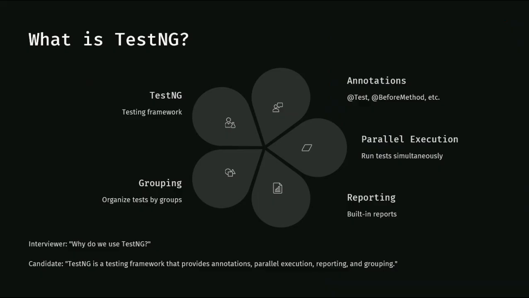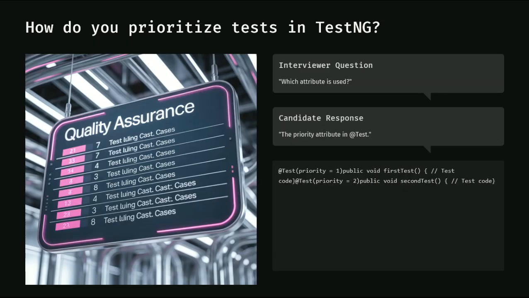Next, what is TestNG? Again, the most important question. Or why do we use TestNG? Candidate: TestNG is a testing framework that provides annotations, parallel execution, reporting, and grouping. Next is, how do you prioritize tests in TestNG? Or which attribute is used to prioritize? Candidate: the priority attribute in the @Test annotation is used.